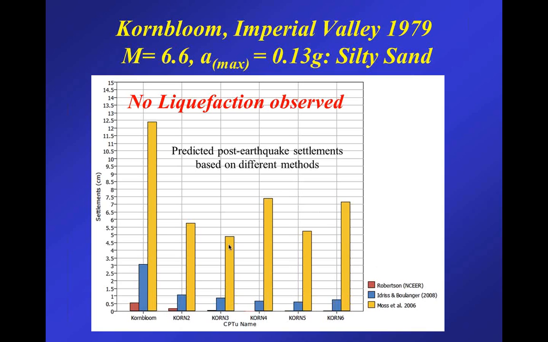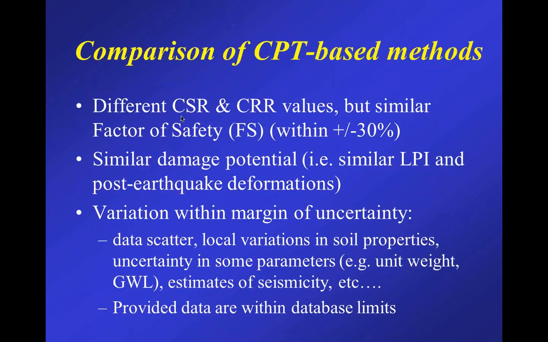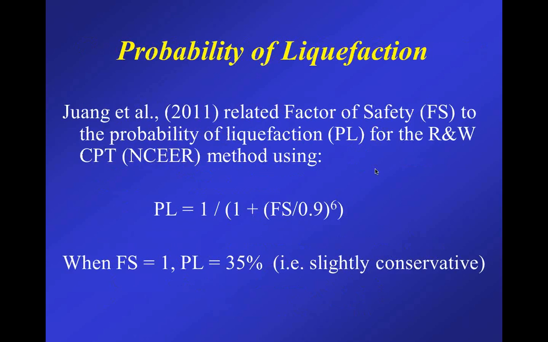Idriss and Boulanger may be a little bit more conservative on this one, and the methods calculate a little bit differently. But in terms of factor of safety, in general, they're within the margin of uncertainty based on data scatter, local variations, unit weight, groundwater level, estimates of seismicity, exactly how big the surface acceleration was, etc. So there's a lot of uncertainty when you compare the methods.